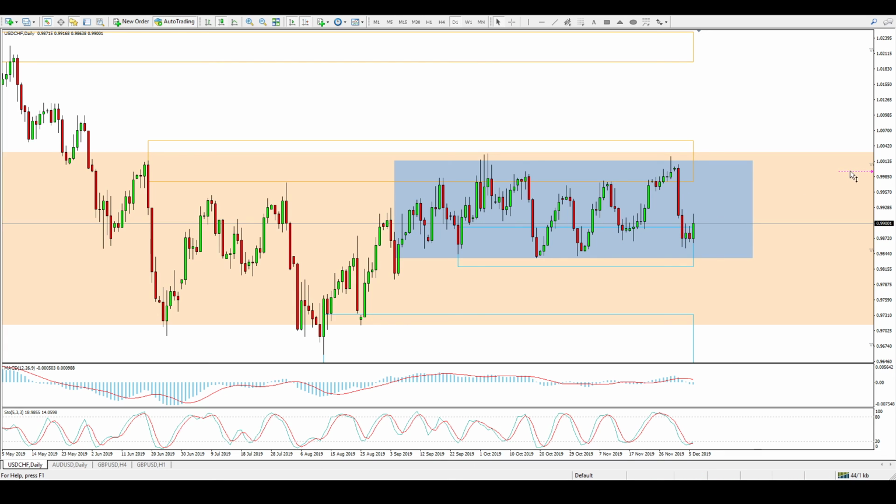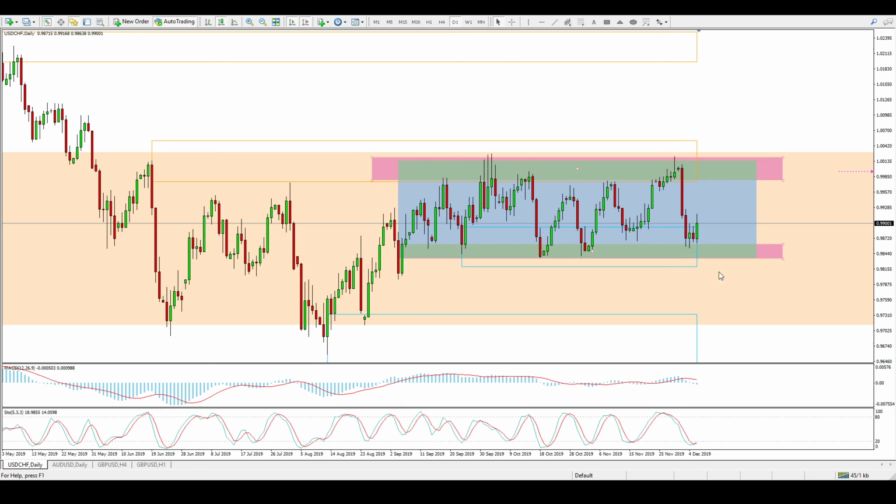So the game plan on this pair is if the price reaches this zone, we will be a seller. If the price reaches down here, we will be a buyer. And change it to more green than that.